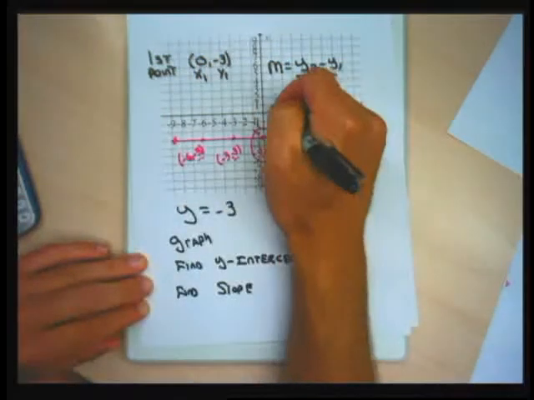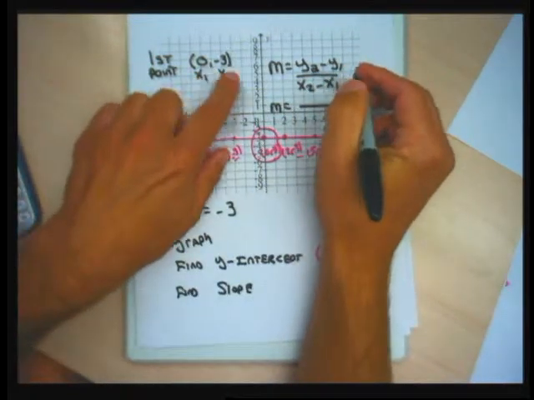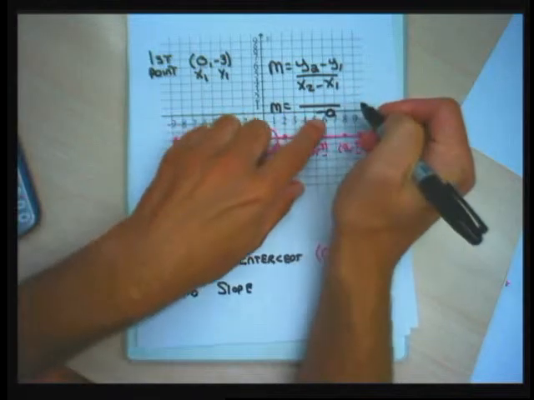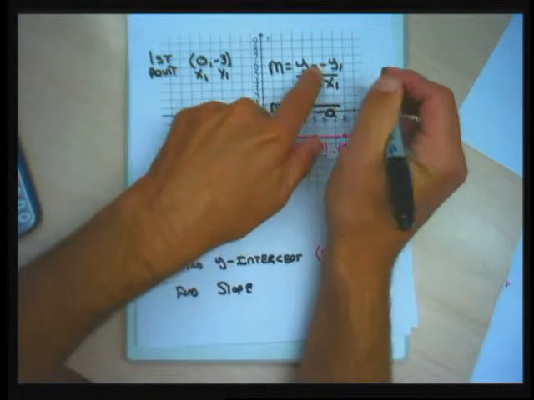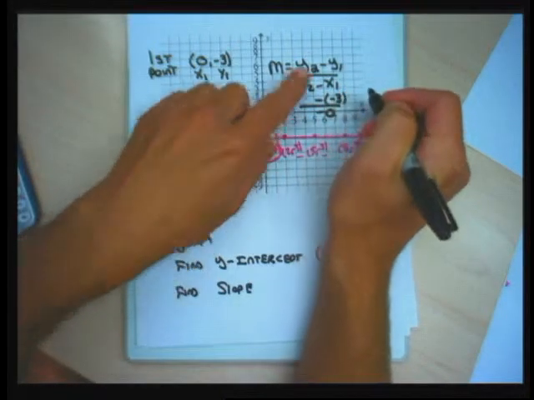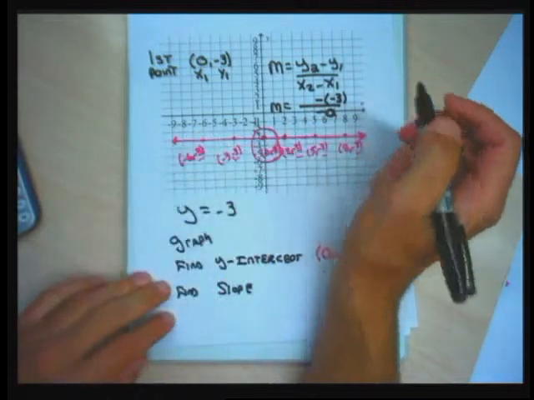So for this line, when I go to do its slope, in the denominator, after the minus sign, I'm going to put a minus 0 because that's what the x1 is. In the numerator, I'm going to put a minus negative 3 because that's what the y1 is. When I have two negatives, I usually put parentheses.